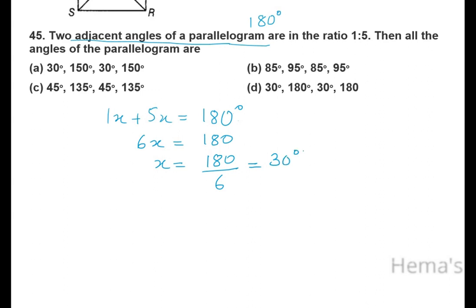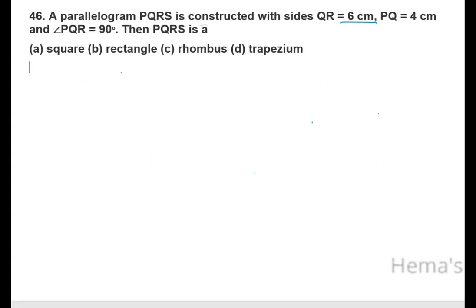Therefore, the two angles will be 30 degrees and 5 into 30 is 150 degrees. The other two angles will also be 30 degrees and 150 degrees as the opposite angles of the parallelogram are equal. Therefore, A is the correct option.